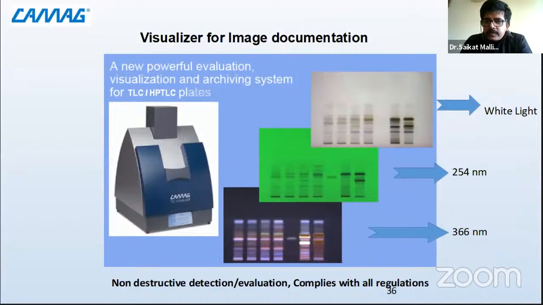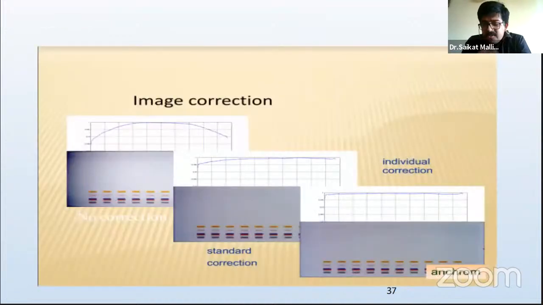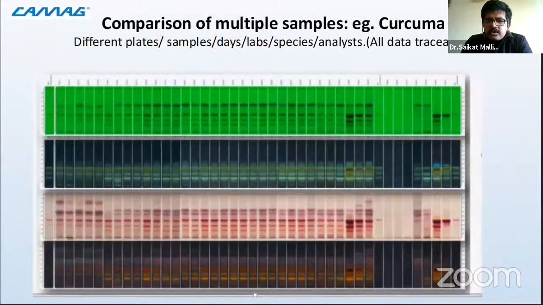Now, this is about the instrumentation. Again, it's about the three aspects of the imaging: the white light, 254 and 366. The instrumentation has a lot more into it, but I'll not go deep into it. And basically, it has got many functions. As I told you, I'll not go deep into the technical aspect of it.